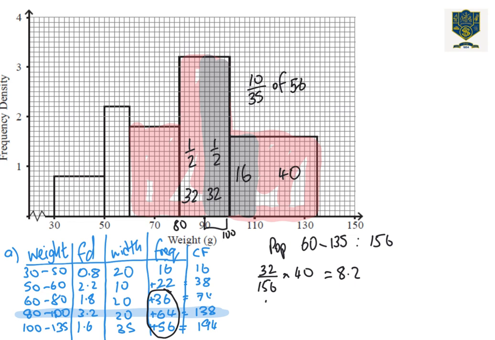So we know that 16 out of 156 is the proportion of the population that we're looking at. So 16 out of the full amount. And the sample size is 40, so we do 16 over 156 of 40 to get our sample size, which is 4.1. So altogether in our sample we'll have 12.3, or 12 terms. So in our stratified sample of 40 letters, 12 of them should lie between 90 and 110.